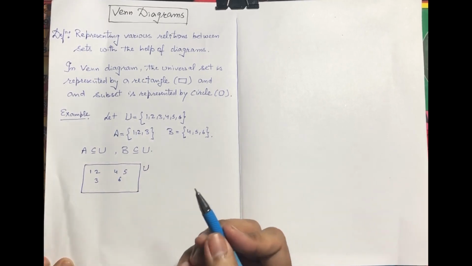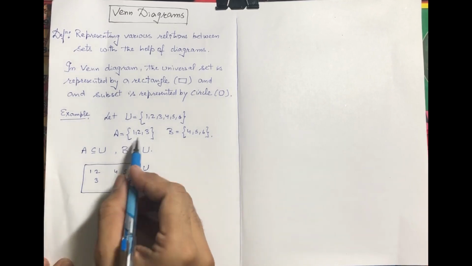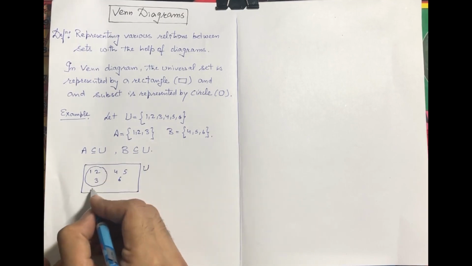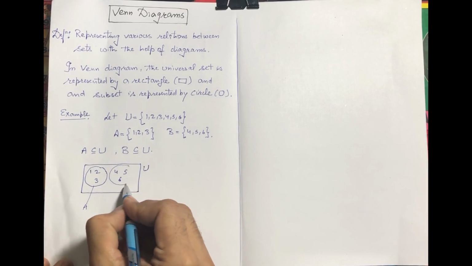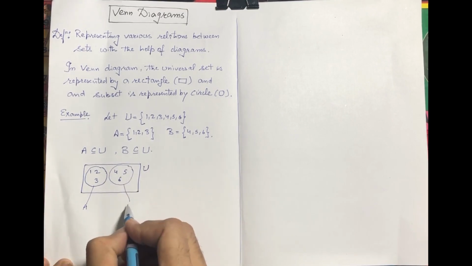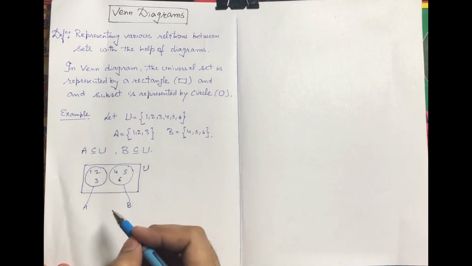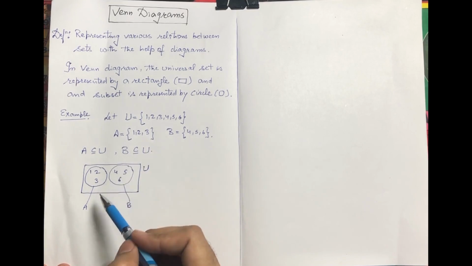So they are randomly scattered in this rectangle, and out of these, 1, 2, 3 constitute set A, and 4, 5, 6 constitute set B. So this is how we represent the relation between sets in a Venn diagram.